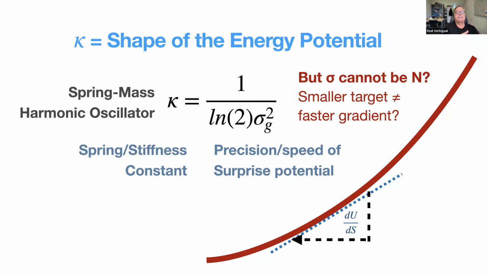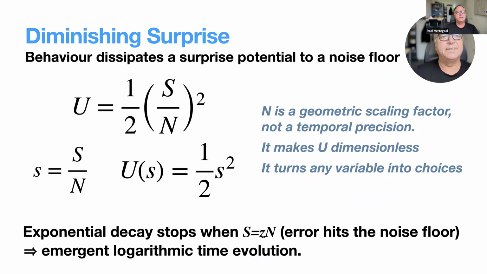But this goes exactly opposite to what we see in Fitts law. Smaller targets take longer than larger targets. And of course, if you were to do this, your surprise potential would become faster for smaller targets. So this is not how it works. So instead, we're keeping a simple half number of choices squared surprise potential, and all we're doing is taking the gradient of that and then changing the segment on which you go towards the noise floor n. So this makes n a geometric scaling factor.